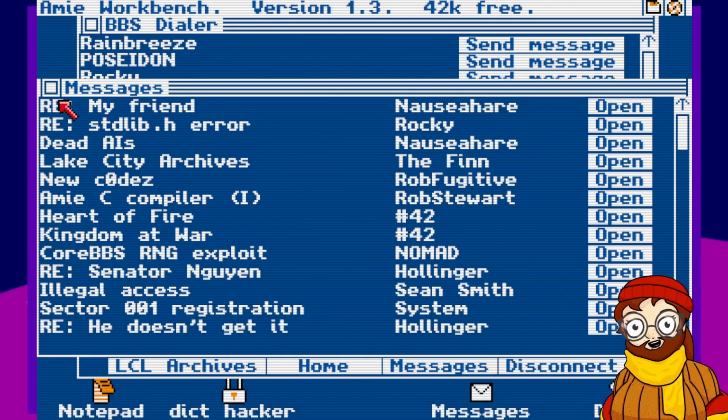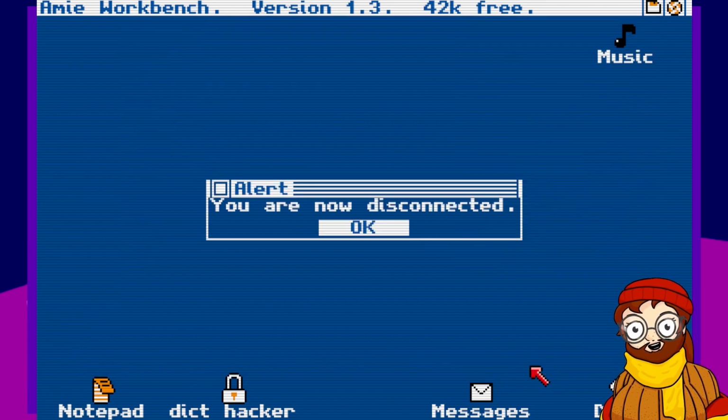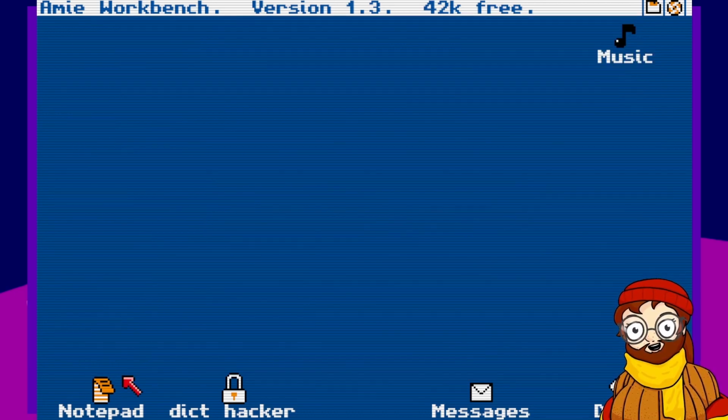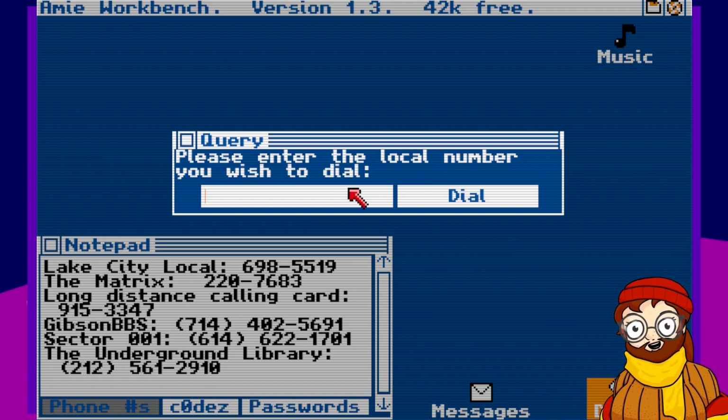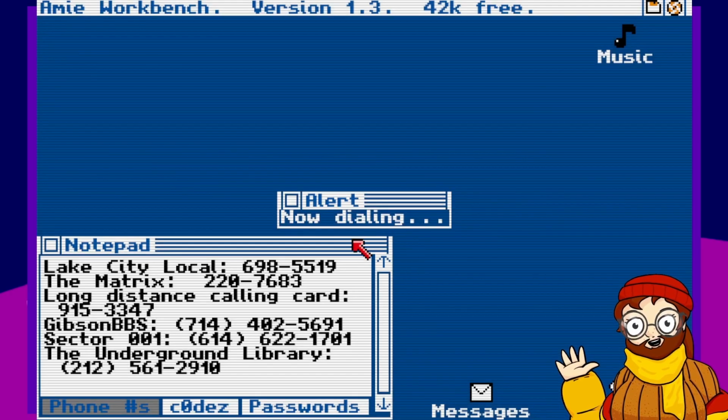And here we have the first puzzle. It seems kind of funny to call it a puzzle, but I have heard people say they get stuck at this part sometimes. I guess because they don't really expect there to be a puzzle, so they're not thinking about it being a puzzle, you know? Anyway, long distance calling card. 915-3347. Dial.